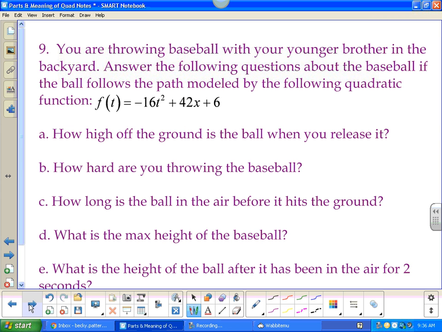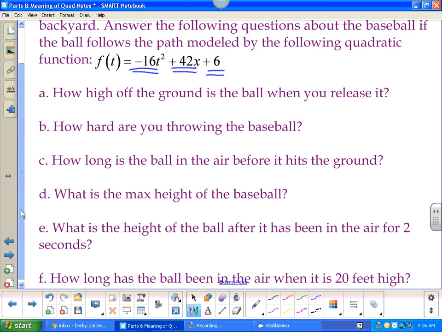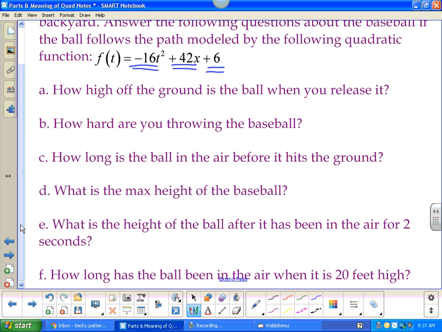You are throwing a baseball with your younger brother in the backyard. Answer the following questions about the baseball if the ball follows the path modeled by the following quadratic function. Okay, so we know we're on Earth. That's my initial velocity, and that's his initial height. So younger brother releases at 6 feet above the ground. Must be a tall younger brother. How high off the ground is the ball when you release it? Well, that is your initial height, so he's 6 feet. How hard are you throwing the baseball? That's 42 feet per second. That's your velocity. That's that guy right there.